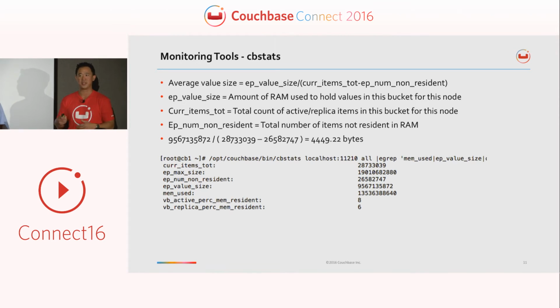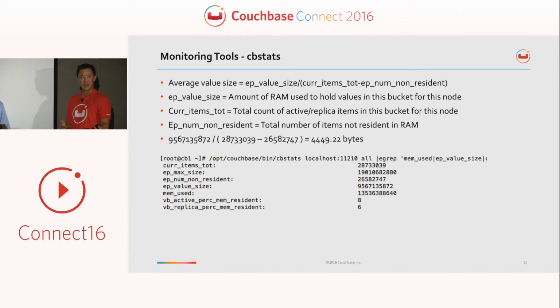They are going to be serviced from disk if they're requested. So the formula works out like EP value size over current items total minus the number of non-resident items. And we divide that, and that gives us an average value size of, in this case, for this example, 4.5 bytes, or 4.5K, if you will. Okay? So this is interesting because later on you can use this in completely different ways.